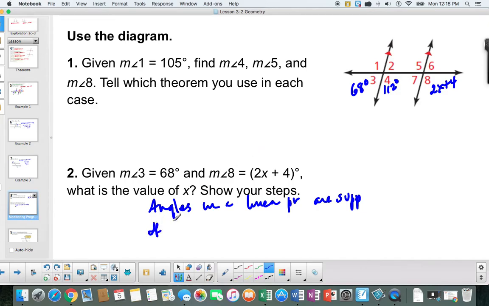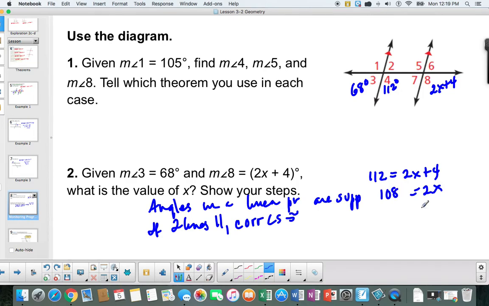So if two lines are parallel, then corresponding angles are congruent. So I'm going to take 112, set it equal to 2x plus 4. 2x is going to equal 108, and therefore x is equal to 54.